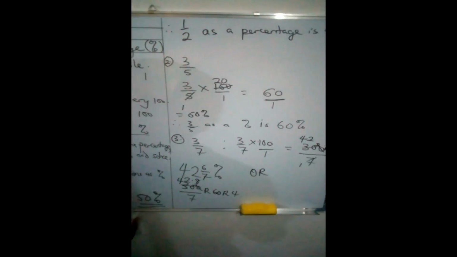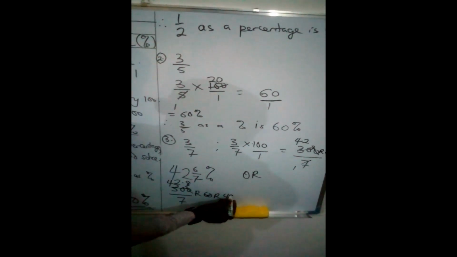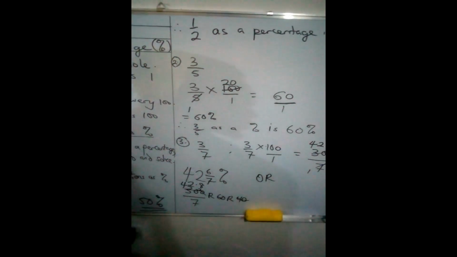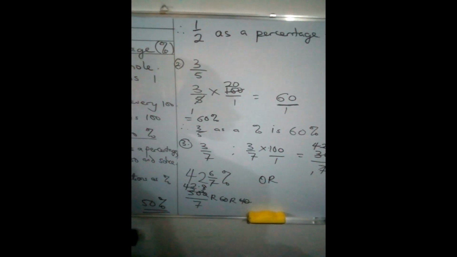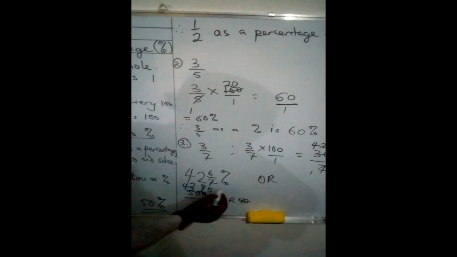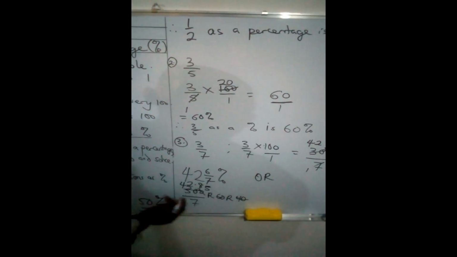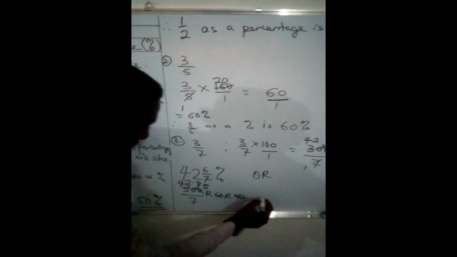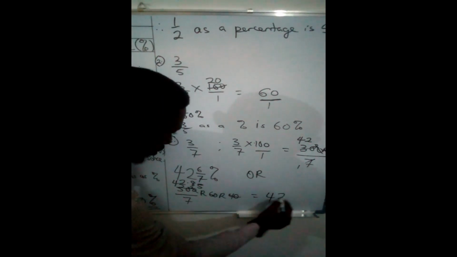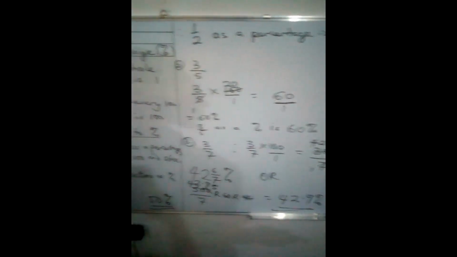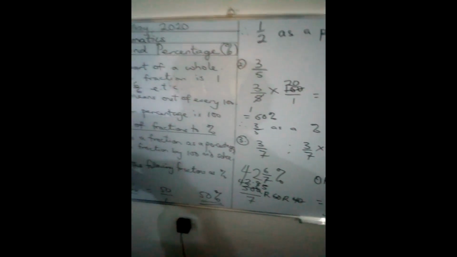You can keep going like that. You can add another 0 to this 4, since 7 cannot go in 4, to make it 40. How many times will 7 go in 40? 7 will go in 40 five times. That's 35. You have another remainder. But if you want to keep it to 1 decimal place, you stop here. So your answer in this case will be what? 42.9%. That's approximated to 1 decimal place.